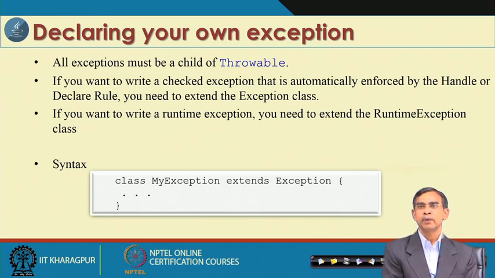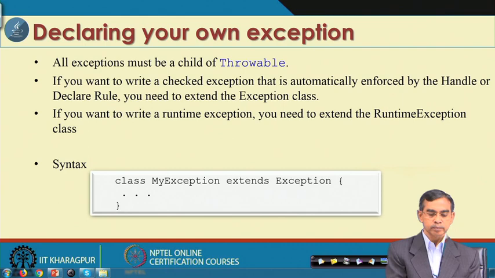Now, first of all, you have to create a class. That class should be a derived class of the super class Throwable. So, all exceptions must be a child of the Throwable class. We have already discussed that this Throwable class is defined in the java.lang package. Now, this is the syntax by which we can create an exception, of the type of exception that can handle it.